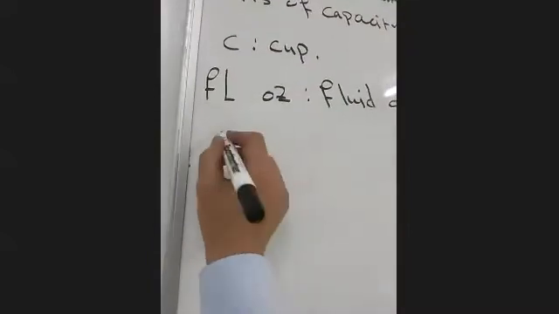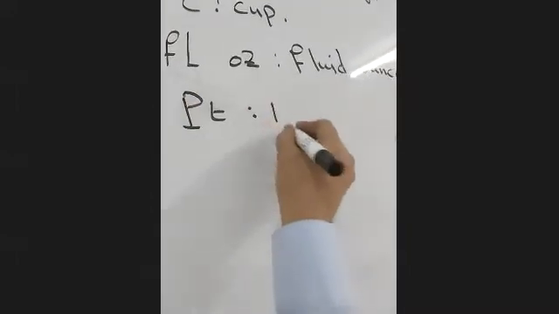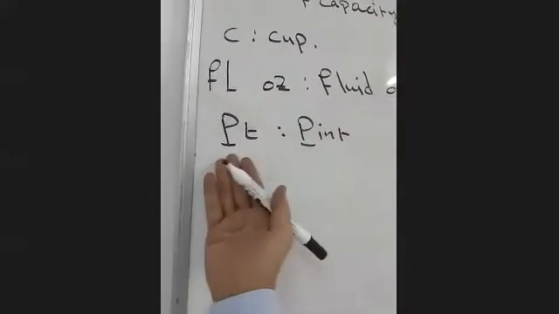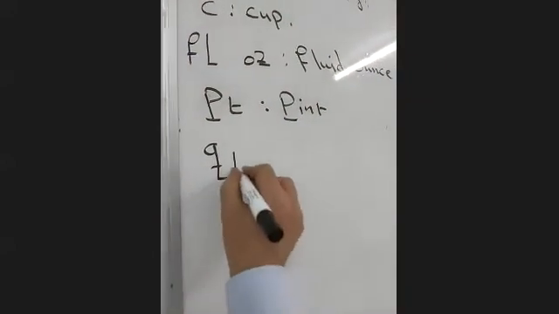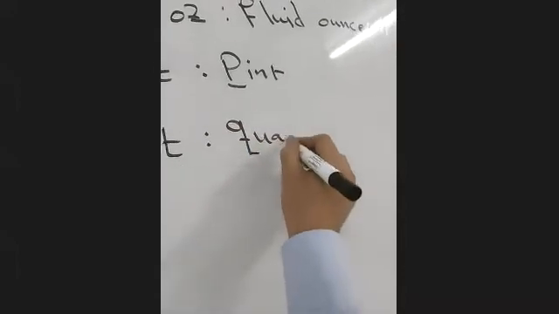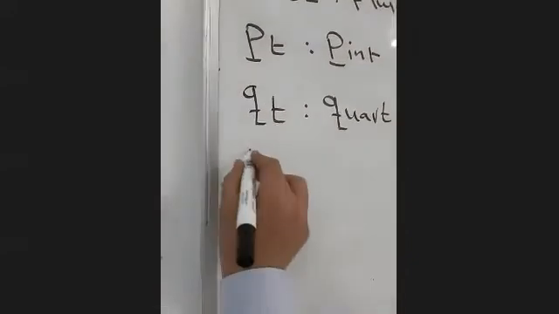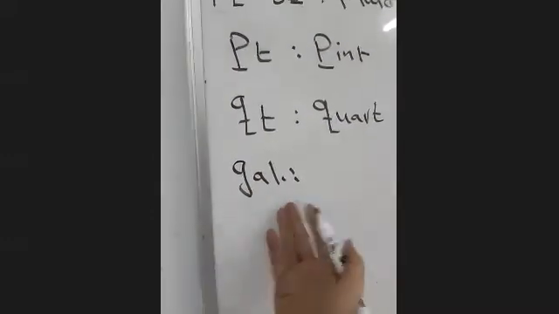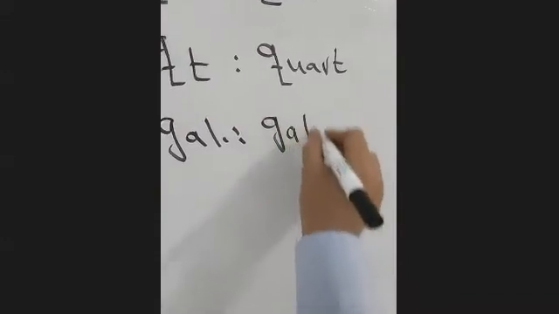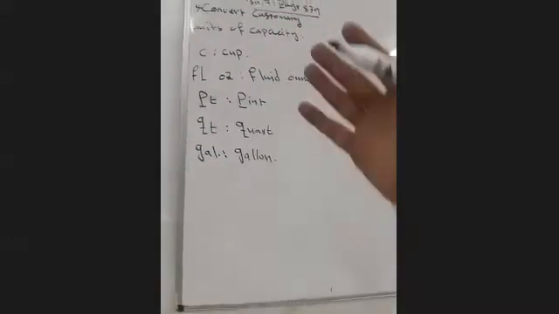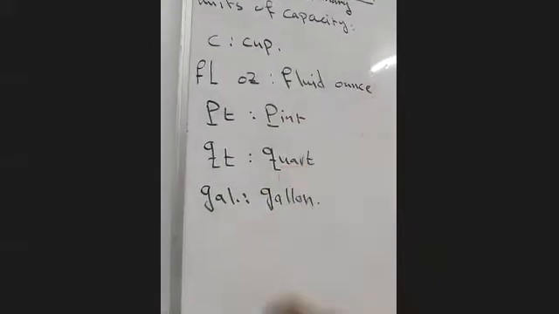The third unit we have is PT, which is pint. Then we have QT. QT means quart. Then we have GAL. GAL means gallon. So we have these units, we call them customary units of capacity.